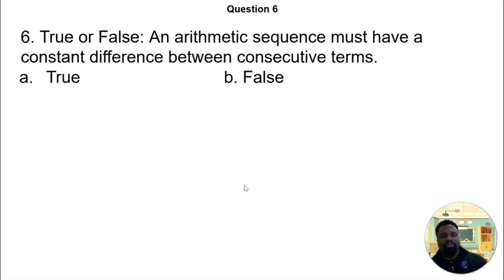True or false? An arithmetic sequence must have a constant difference between consecutive terms. What makes a sequence an arithmetic sequence is what you call a common difference, meaning you're going to add or subtract the same number for each term in your sequence. So if we go to the statement, we must have a constant difference, which is the same thing as saying your common difference. That's going to be true.